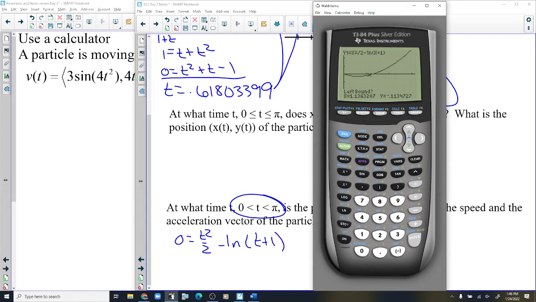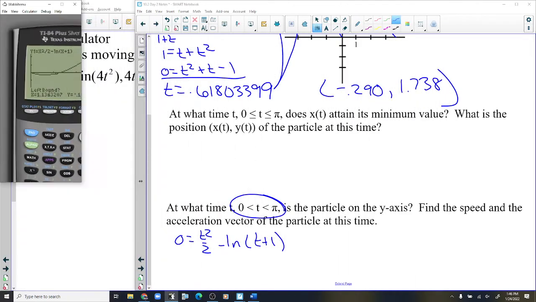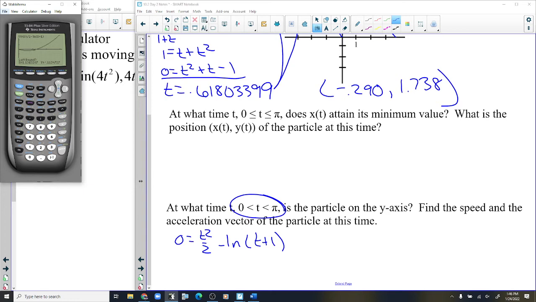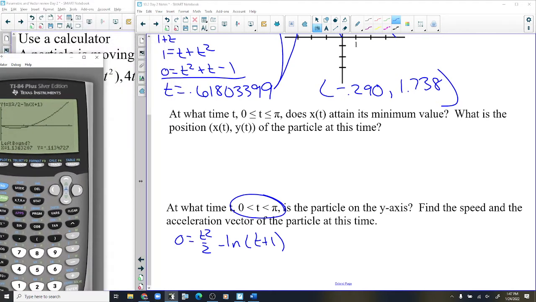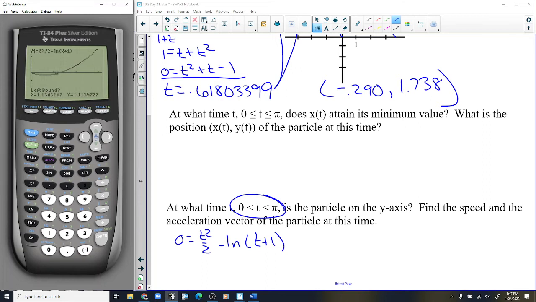Left bound, got it. Right bound, got it. Back up. 1.285. So t equals 1.2858887. Find the speed and the acceleration vector. All right, so this is where it crosses the y-axis.